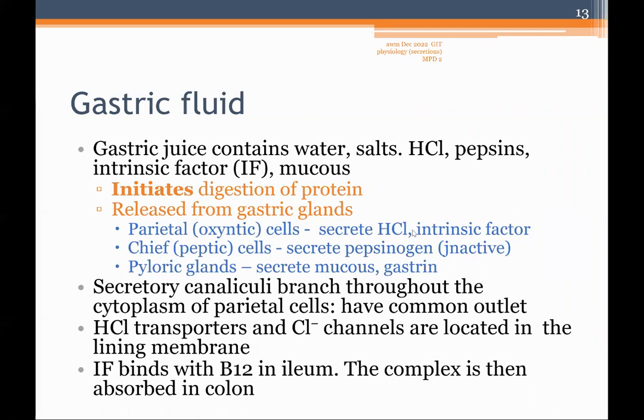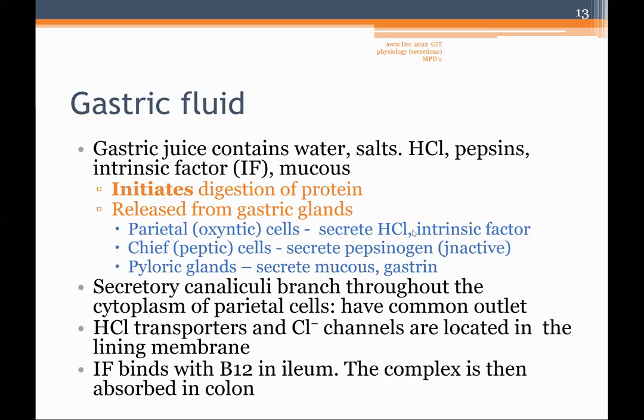Okay, so the next slide, I'm going to tell you about how the cells are able to produce hydrochloric acid without damage to themselves, because as they produce, as you get more and more protons and more chloride ions, you're going to get an increase in the acidity. How is it that these cells are able to secrete hydrochloric acid without damaging their own organelles? And that's what we'll show you in the next one. Okay, so you have hydrochloric acid transporters and chloride channels, which are located in the lining membrane. And you also have canaliculi, which form within the parietal cell.